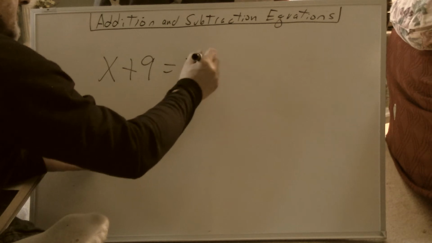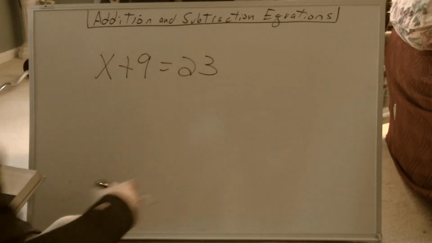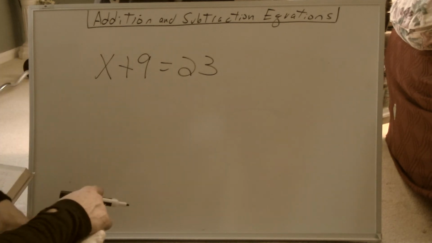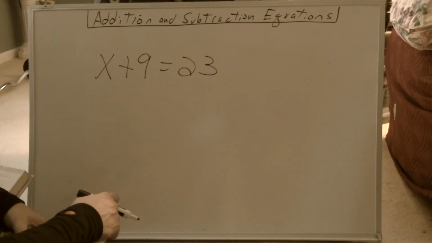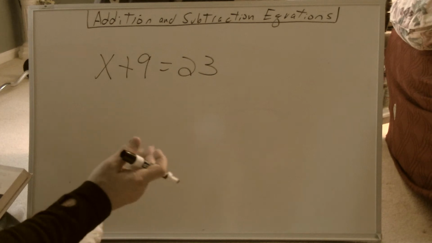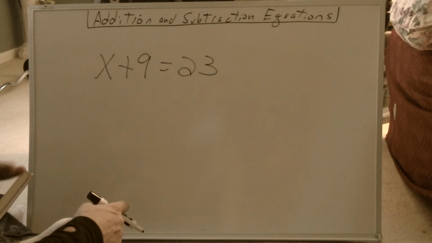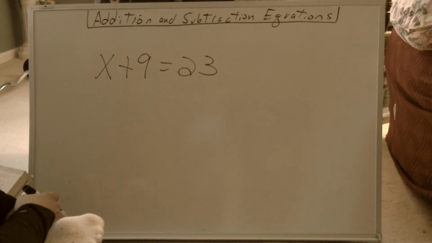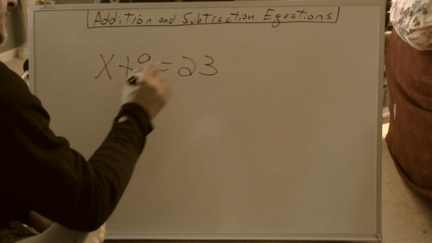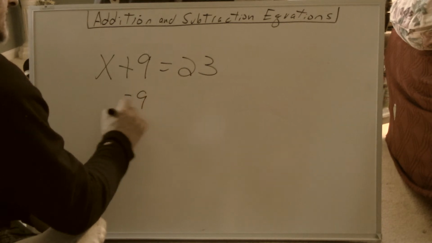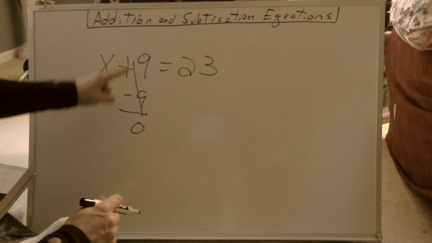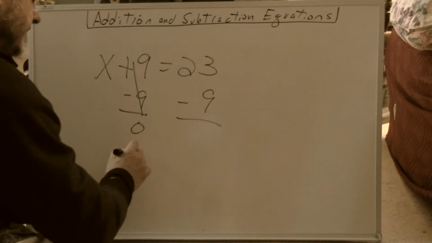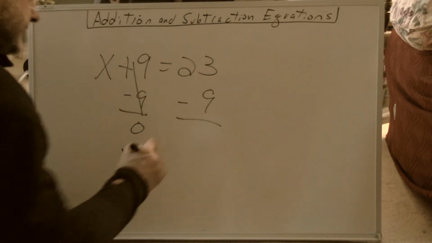X plus 9 equals 23. Now, again, you may be able to figure this out, but let's assume you can't in your head and you want to do work. Well, we can't distribute. There's no parentheses. We only distribute when we have a parentheses or a bracket. I've said this in other videos. So you're going to do this with inverse operation. We're going to bring the 9 and the 23 together. Positive 9 minus 9 is 0. Minus 9 here. Bring the x down. Bring the equal sign down.